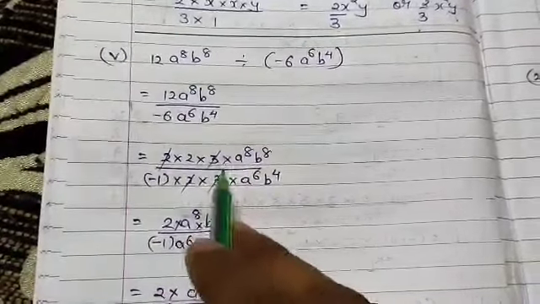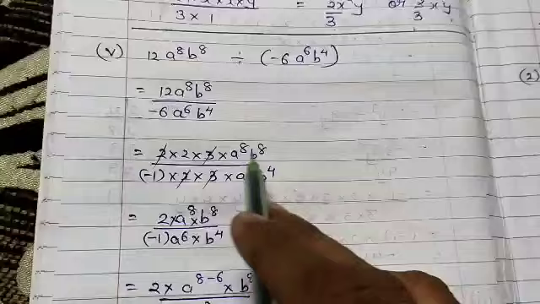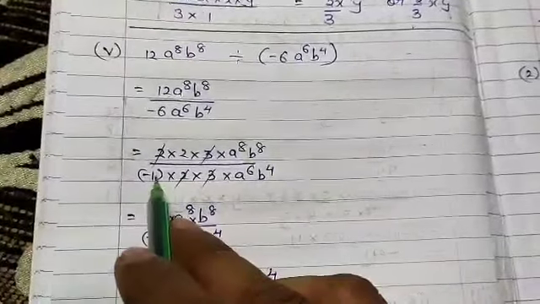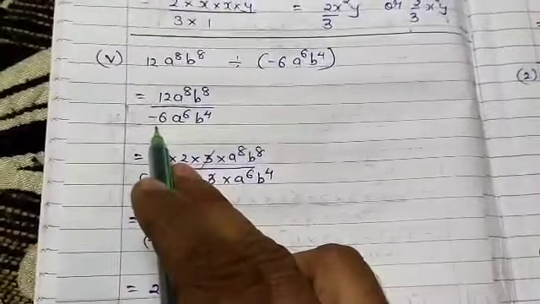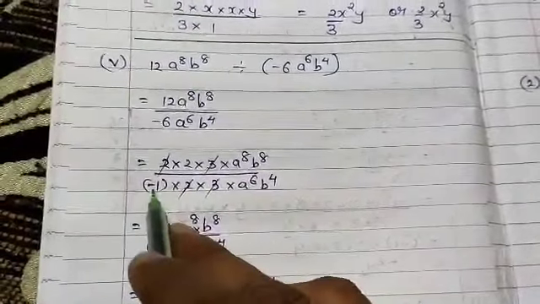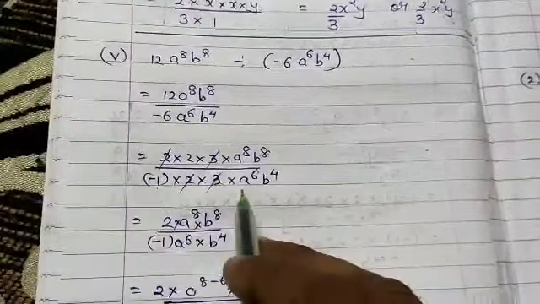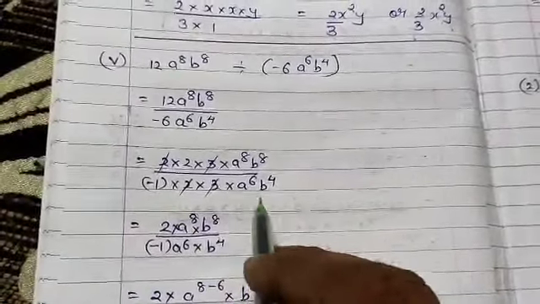All prime numbers should be over here, and a raised to the power 8 and b raised to the power 8. Here I had not written a 8 times and b 8 times. Next step, see here also I had written the factor of negative 6, that is negative 1 into 2 into 3, that is 2 3s are 6, and 6 multiplied by negative 1 is negative 6. Then I had written a raised to the power 6 and b raised to the power 4.